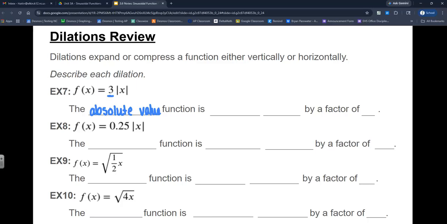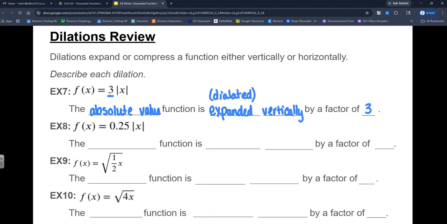That function is going to be expanded vertically by a factor of 3. The word expanded specifically tells us that we're stretching that out vertically, but it is okay right here to just say dilated. And dilated is a less specific term that just means that it's either stretched out or squished down. So you could use that in place of expanded if you would like.